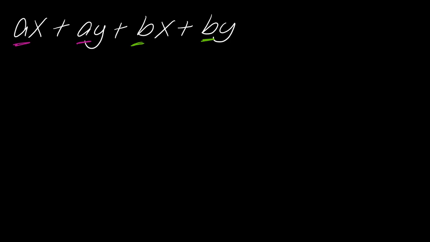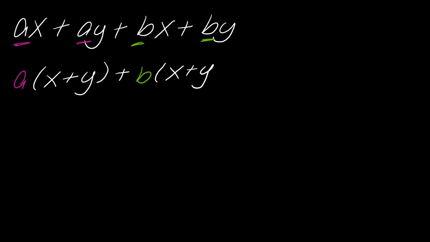So what we're going to do is we're actually just going to factor these terms out of their respective places. So I'm going to bring the A out, so that if I take the A out of the first two terms, what am I left with? I'm left with x plus y. And if I take the B out of the second two terms, I am also left with x plus y.